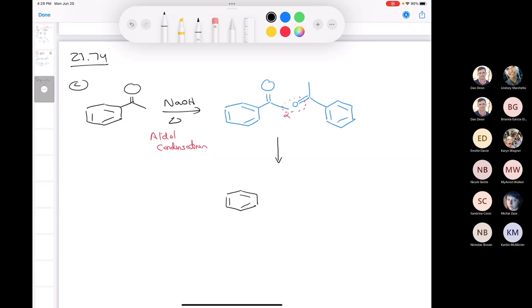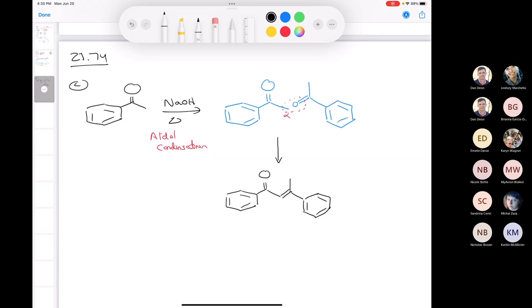So let's draw it carefully. We have our carbonyl, then our alpha carbon, and we're going to have a double bond. There's our methyl group, and then we're going to have our aromatic ring over here like that. And that's our aldol condensation product. So again, I go over that in the lecture videos. There's a skill builder that goes over how to do that effectively.